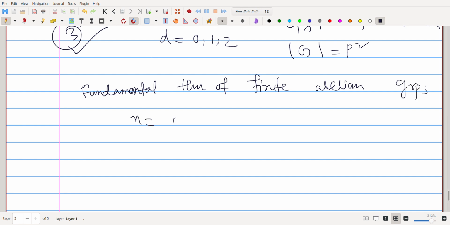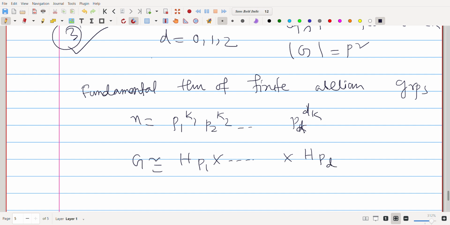How? So let n equal to p1 power k1 times p2 power k2 up to pd power kd. Okay. Since G is abelian, G is isomorphic to the product of its Sylow p-subgroups, where H_pi denotes the Sylow p-subgroup of order pi power ki.